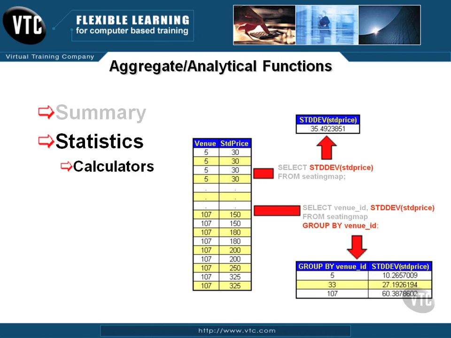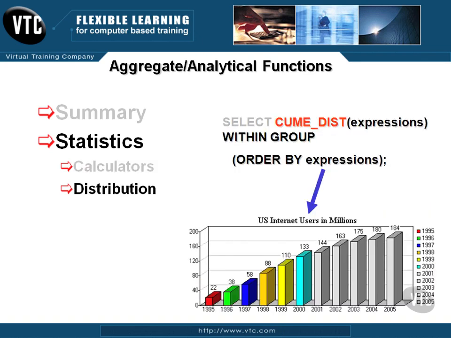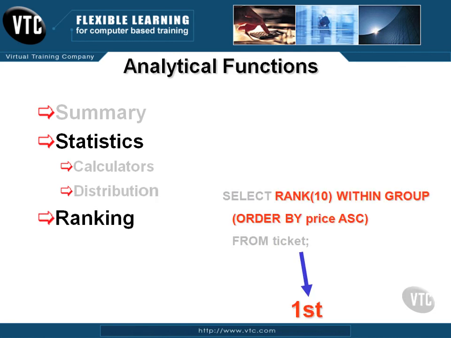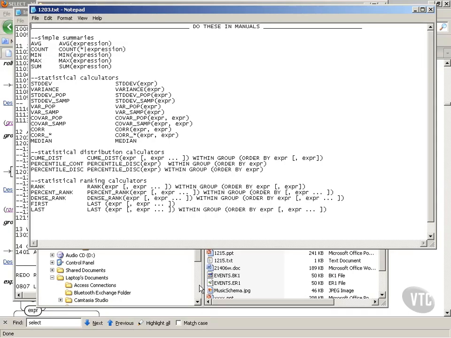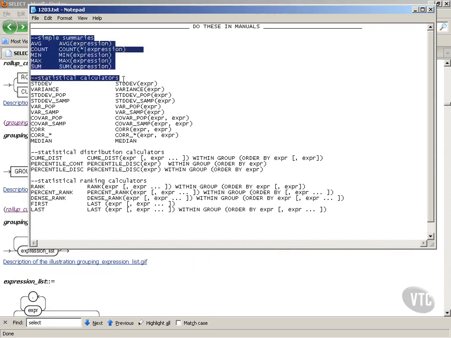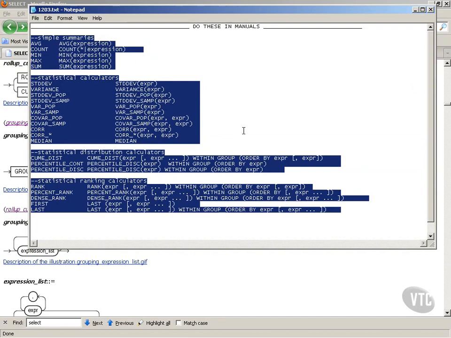Statistics can be broken up into different types of statistical calculators. Aggregations, analytics, they calculate things like distributions, such as a cumulative distribution within a group of values. There are also ranking functions that rank things within groups of values, and grouping organization functions, analytics, such as rollups and cubes. These are the functions that I'm going to be covering in this particular chapter in this course.